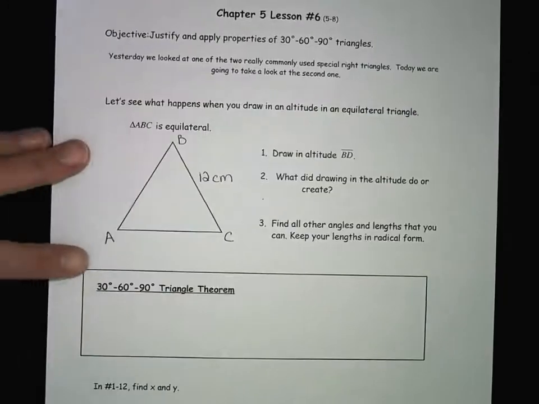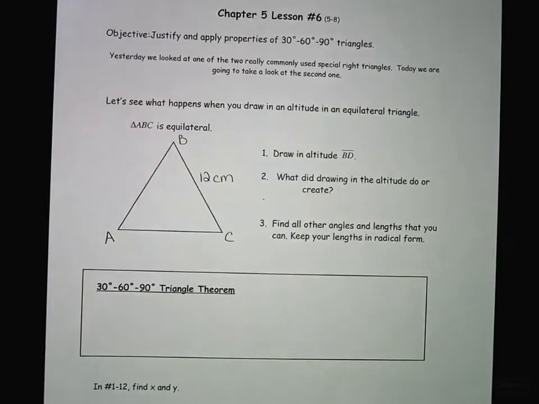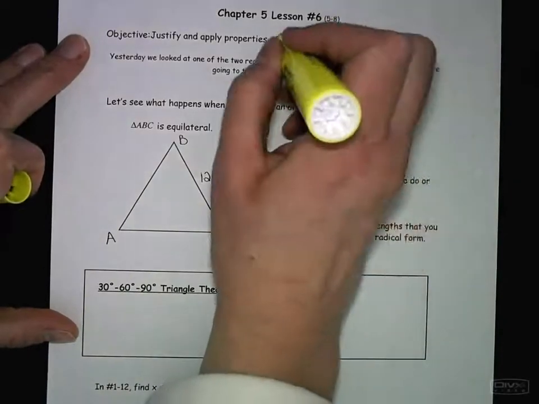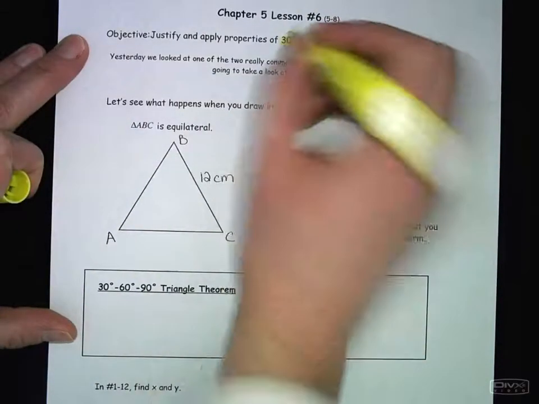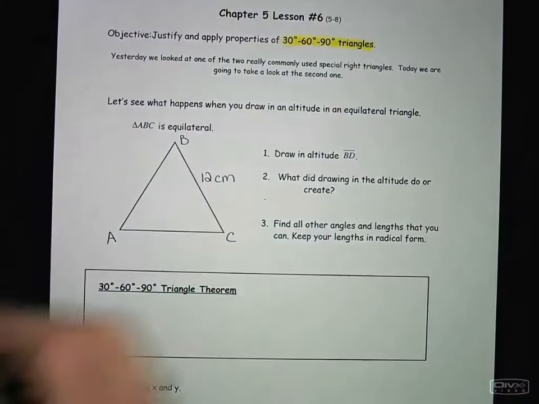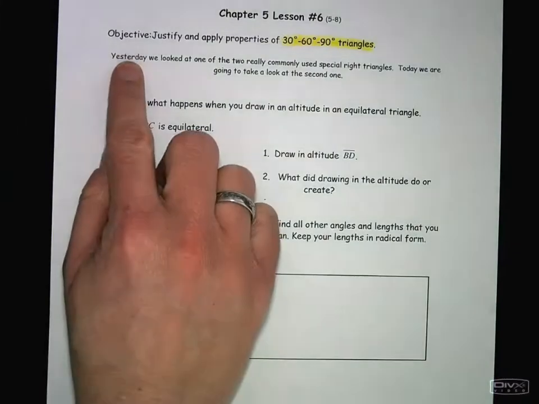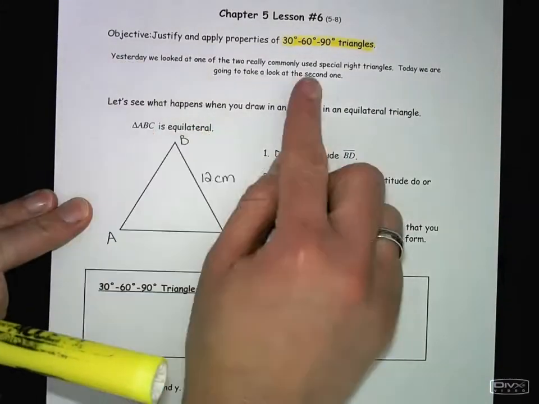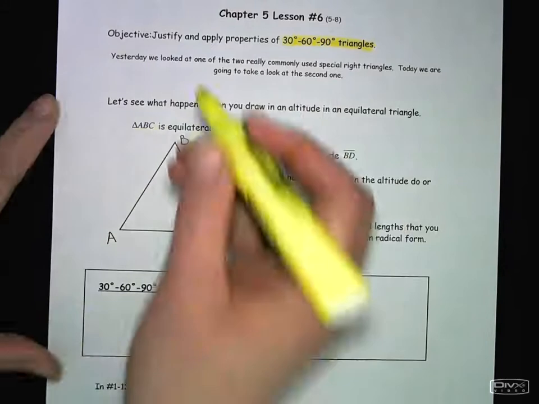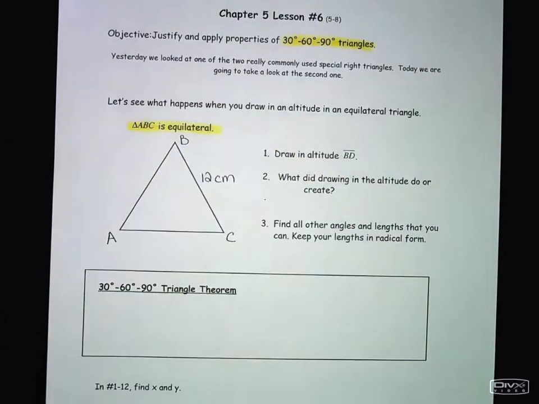Lesson 5-6. 5-6 is kind of like the second half of 5-5. In 5-6, we're looking at the other common triangles, and that's the 30, 60, 90. So it says yesterday, but it's really the previous lesson. We're going to look at the second common one, and that deals with an equilateral triangle.